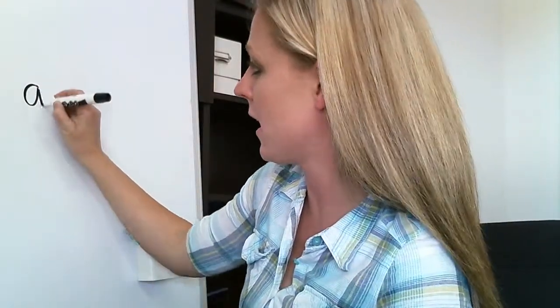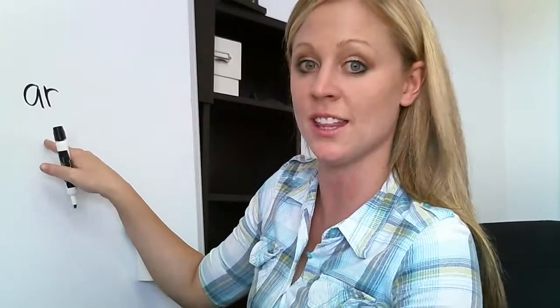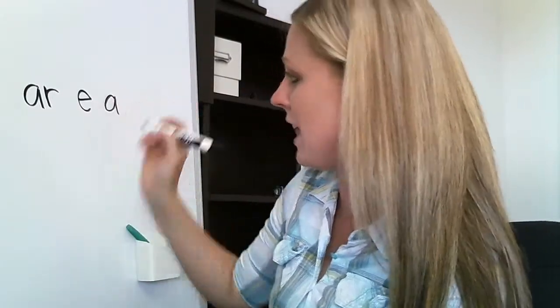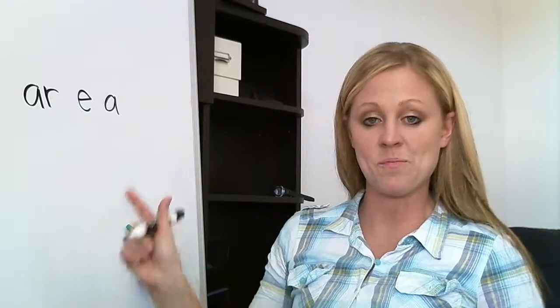So the first word of our spelling list is area. So we have 3 syllables, area, and I'm going to show you how we want to write it. First syllable is air, just like that. E is our second syllable. A is our last syllable. Area.